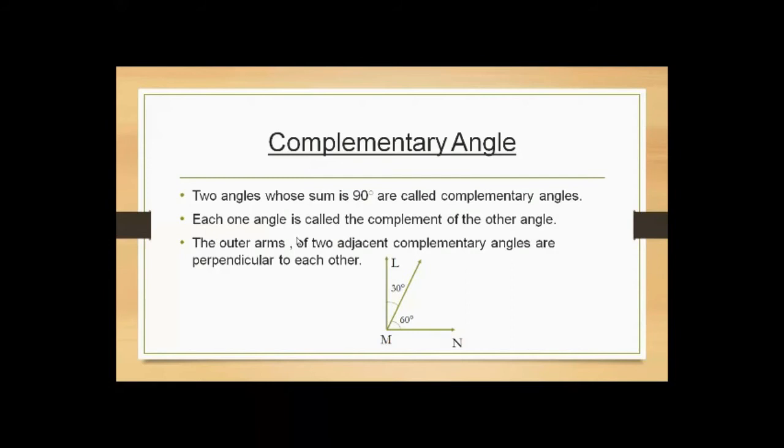Each angle is called the complement of the other, meaning the complement of 60 degrees is 30 degrees, and the complement of 30 degrees is 60 degrees. Okay, students, the outer arms of two adjacent complementary angles are perpendicular to each other, meaning the MN arm and the ML arm are perpendicular to each other because they make 90 degrees.